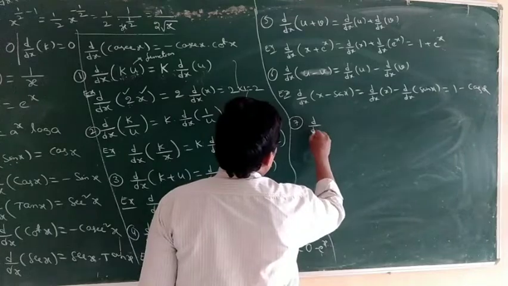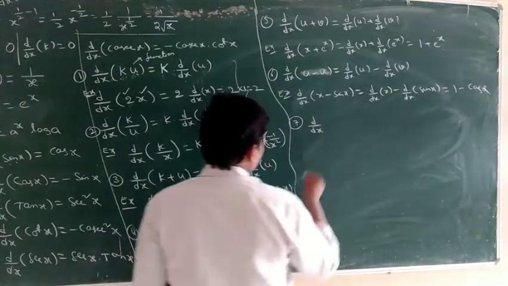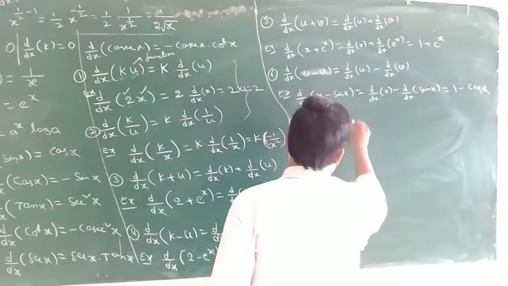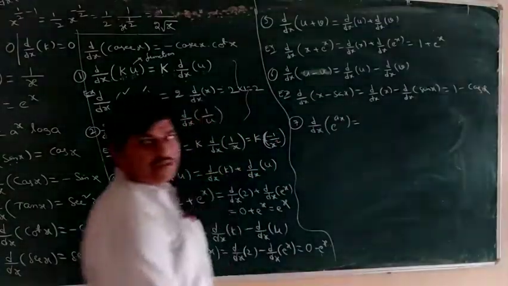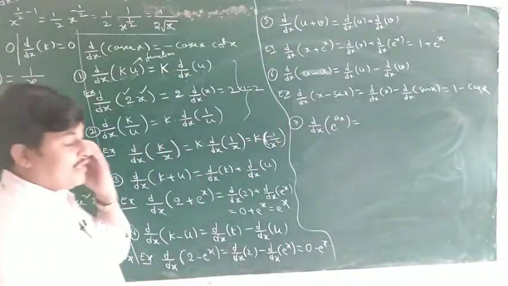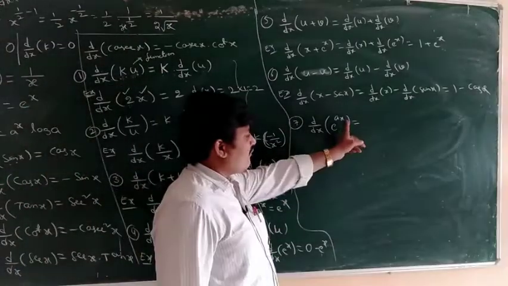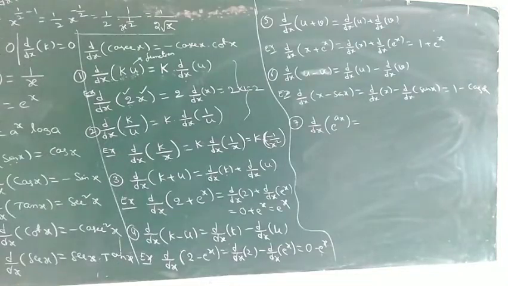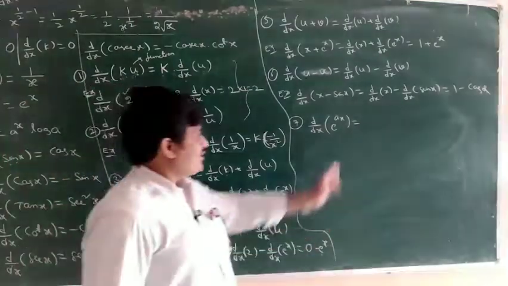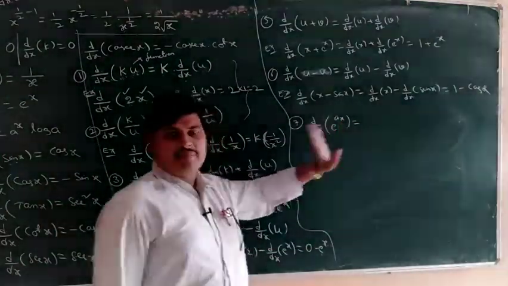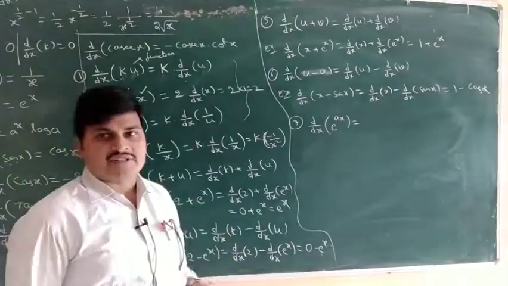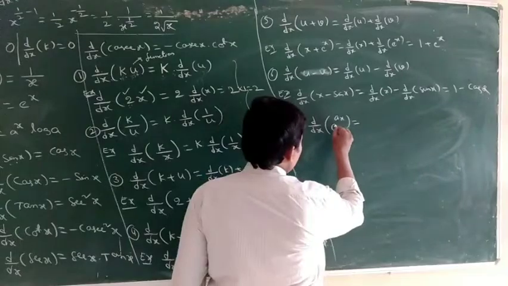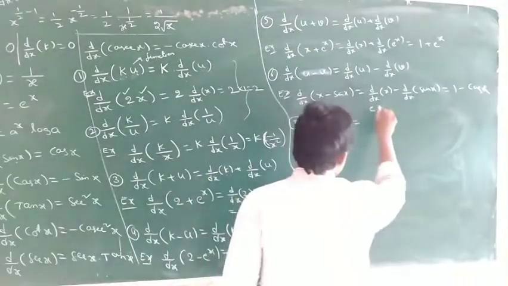Next, d by dx of e power ax. This is the formula for e power x only: the derivative of e power x is e power x. But this is the type e power ax, which is not the same as e power x.